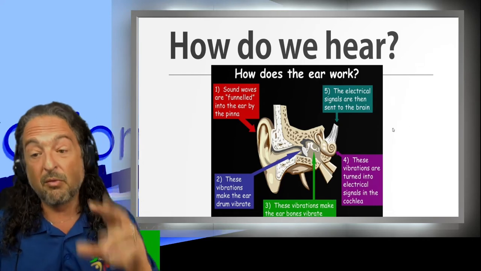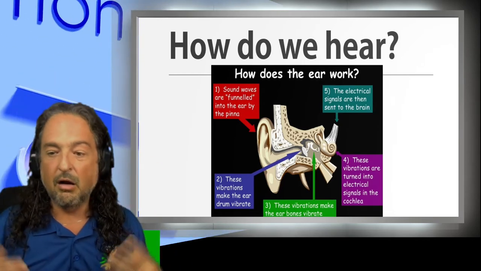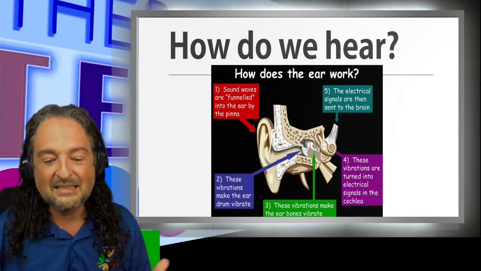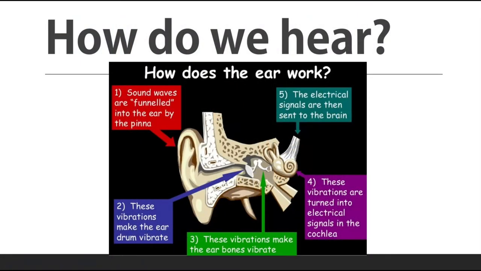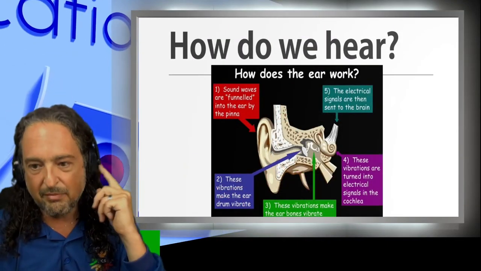Okay, so before we get moving forward, we're going to put our scientist hat on, and we're going to learn a little bit about physiology. What is sound, and how does it work? First off, before we get into microphones, think about the human ear. What is the human ear? How does it work? Sound waves are funneled into the ear by the pinna. Then the vibrations go through the canal. They vibrate in your eardrum. These vibrations make the bones inside your ear vibrate. Then the vibrations are turned into an electrical signal via your nerves at the cochlea. And that electrical signal is then sent to the brain for translation. This is how the human ear hears.